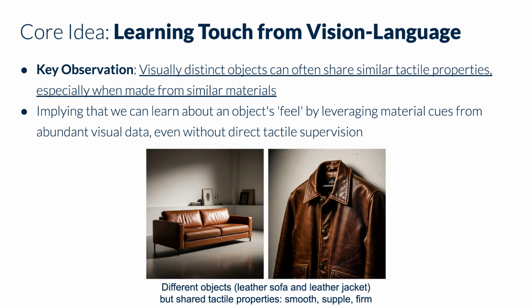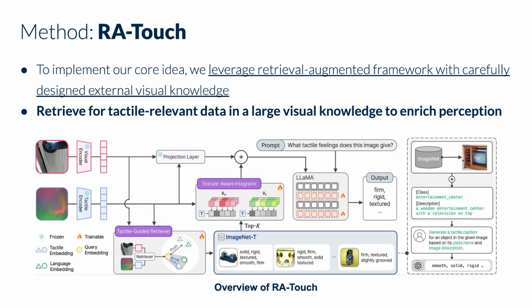To address this, our core idea is to learn touch from vision and language. This is based on a key observation: visually distinct objects can often share similar tactile properties if they are made from similar materials. For example, a leather sofa and a leather jacket, while different, share tactile qualities like being smooth and firm. This implies that we can infer an object's feel by leveraging material cues from abundant visual data, even without direct tactile supervision. This insight is the foundation of our method, offering a path to bypass the tactile data bottleneck. Based on this core idea, we propose our novel framework, RA-Touch.